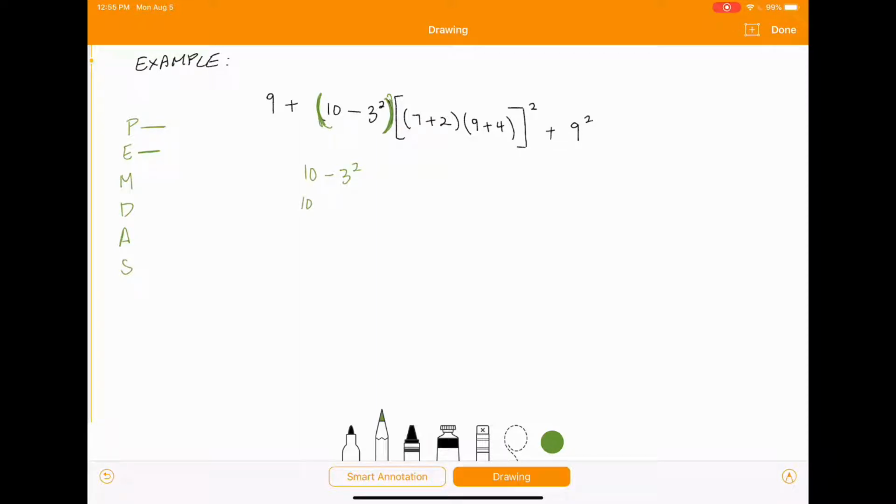So 10 minus 3 times 3. So then 10 minus 3 times 3 is 9. So now we do our multiplication, division, which we don't have any of those. And then we move on to our add and subtract, and we do that left to right. So 10 minus 9 equals 1. So we're going to have a 1 that we're going to place right here in that expression.